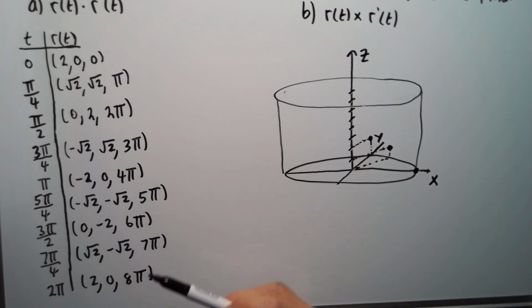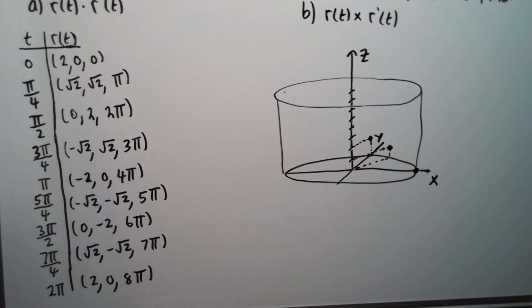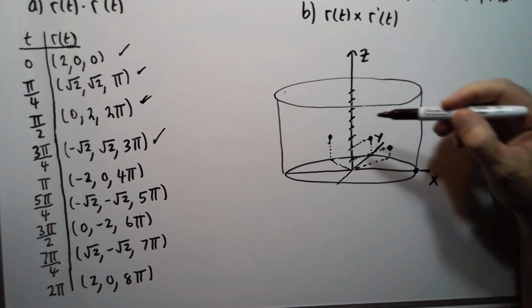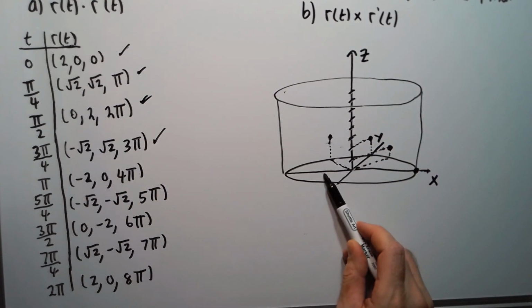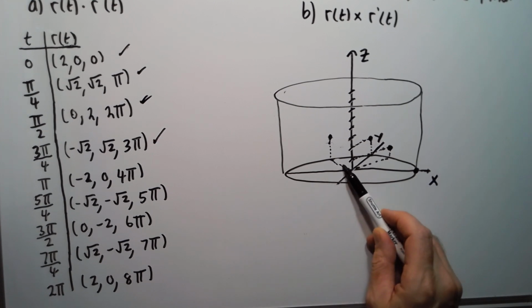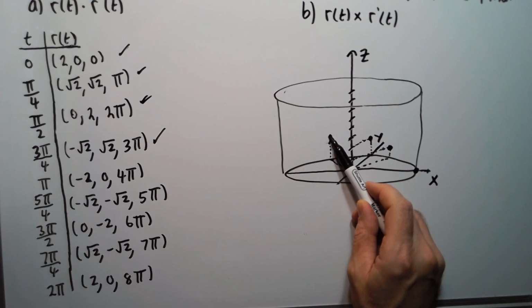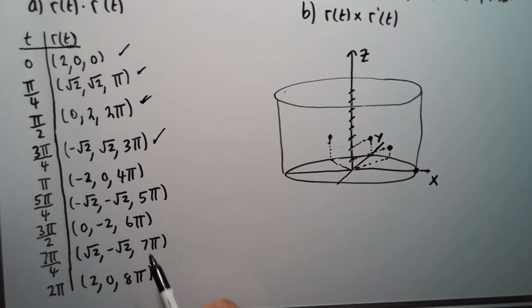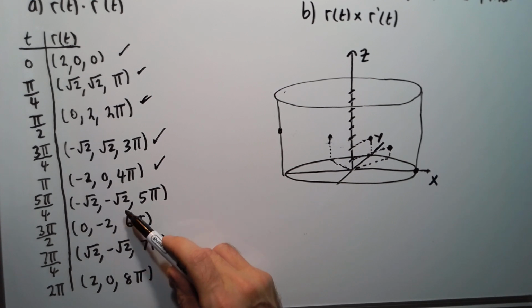Alright, let's do next the negative square root of 2, square root of 2, 3 pi. Okay, so that's putting me up here, because it'll be negative square root of 2 over here, then square root of 2 on the y, so it's at 45 degrees again here. Then up 3 pi, so 1, 2, 3, so a dot right here. Okay, let's next do negative 2, 0, 4 pi. So that put me here then. Let's do negative square root of 2, negative square root of 2, 5 pi.